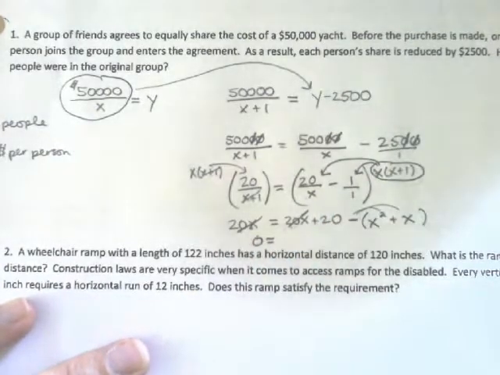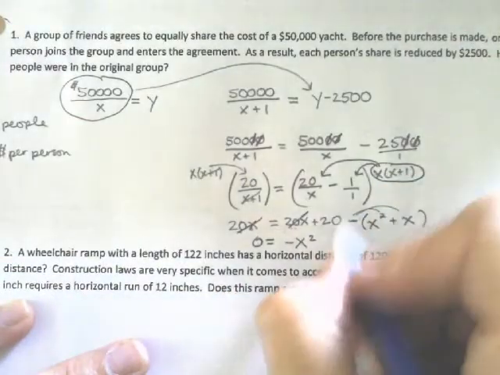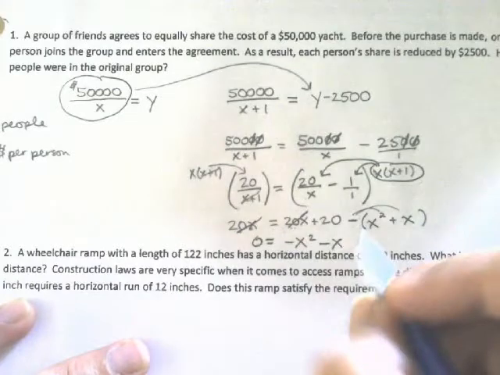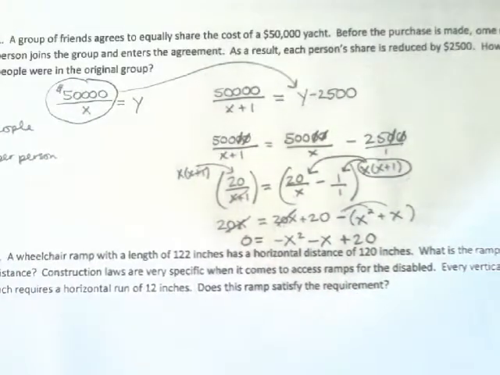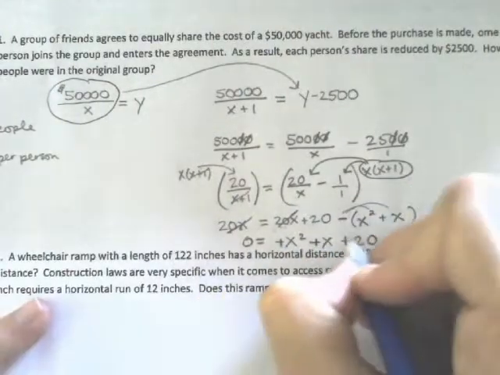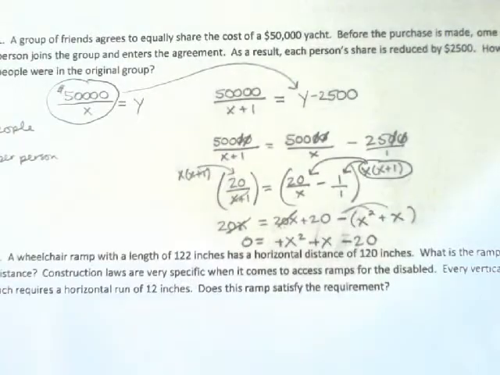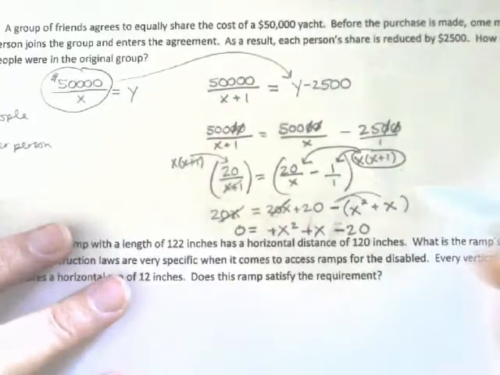So 0 equals negative X squared minus X, because I'm distributing that minus, plus 20. Now I'm sure you all, just as much as I, hate the negative in front of the X squared, so I can switch all those signs. Technically I'm dividing both sides by negative 1. So I'm switching all the signs to positive X squared, positive X, and minus 20. And then this is factorable.